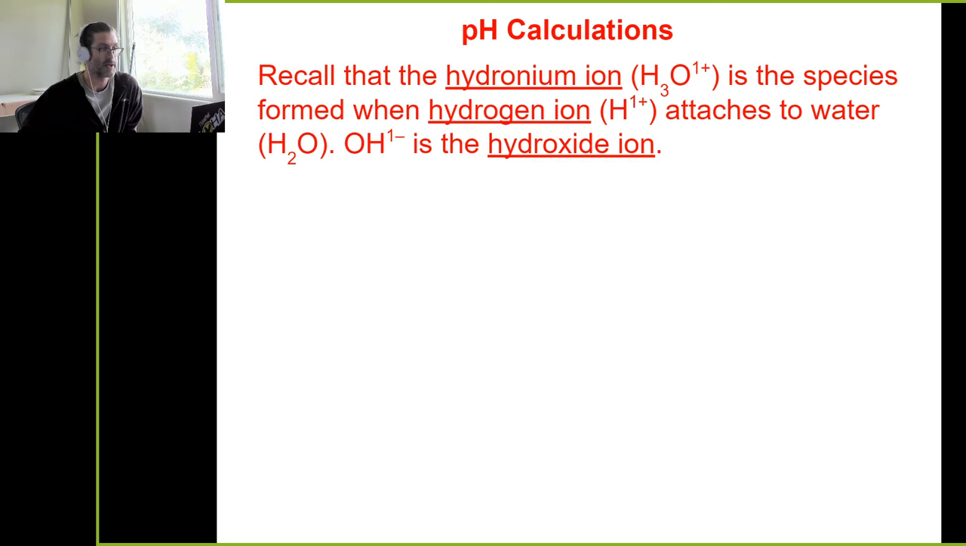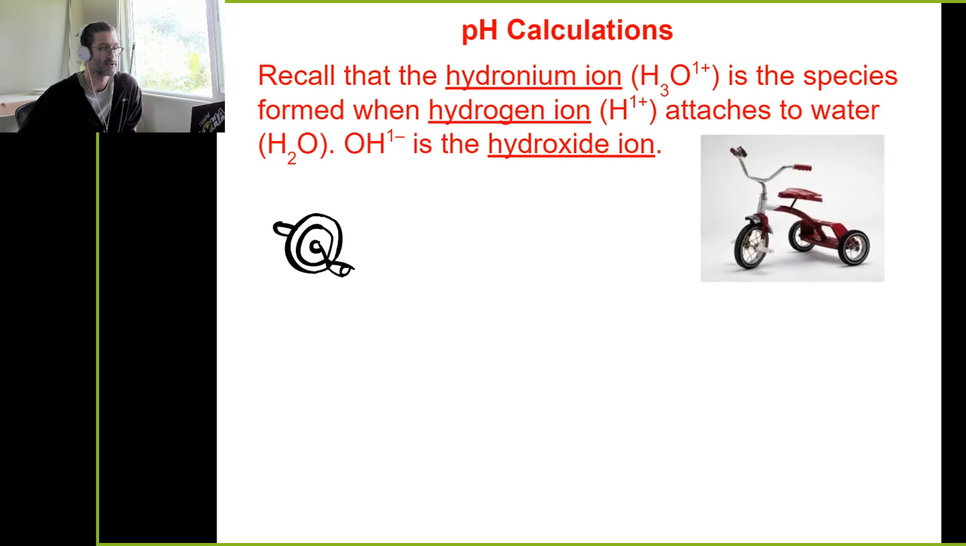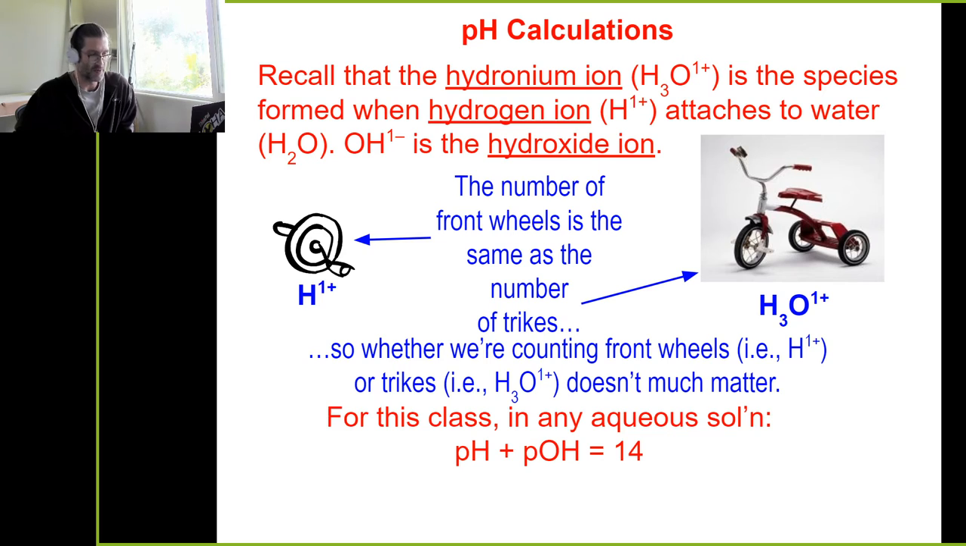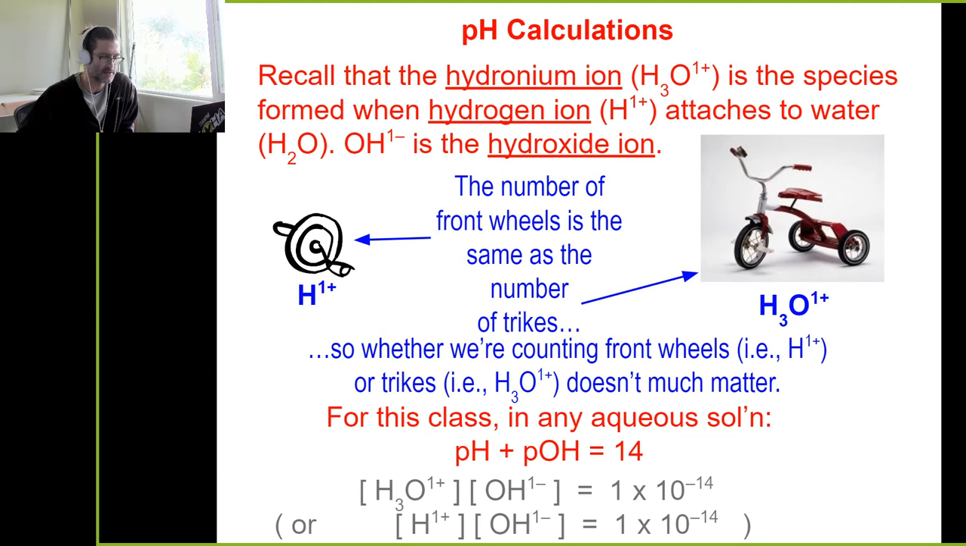So some calculations. Recall that the hydronium ion is the species we get when we take that hydrogen ion and stick it to water, and OH minus is the hydroxide ion. And we have this analogy that I'm not too fond of, but that wasn't the reason I included this slide. This is the reason. For this class, in any aqueous solution, our pH plus our pOH is equal to 14.